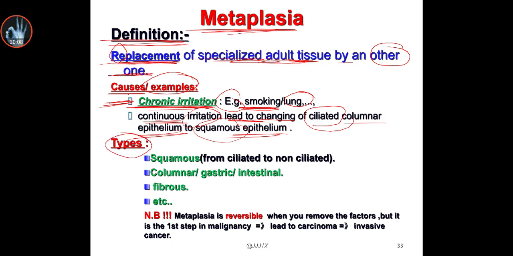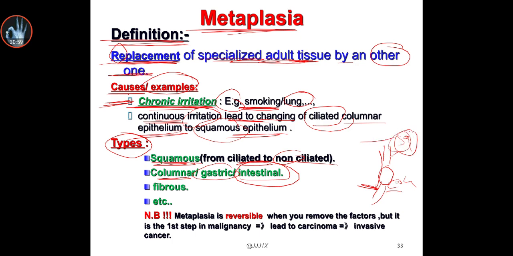We have many types of metaplasia, such as squamous, from ciliated to non-ciliated, اللي تكون فيها cilia to non-cilia. Also columnar in gastric or intestinal. As we know, there is the esophagus, المريء, and then the stomach. The esophagus cells are squamous, and the gastric cells are columnar. يعني الخلايا الموجودة في المريء هي خلايا squamous، والخلايا الموجودة في الجاستريك هي خلايا columnar. So if there is reflux, or return of gastric juice to the esophagus, frequently, it leads to a change of the squamous cells of the esophagus to columnar.